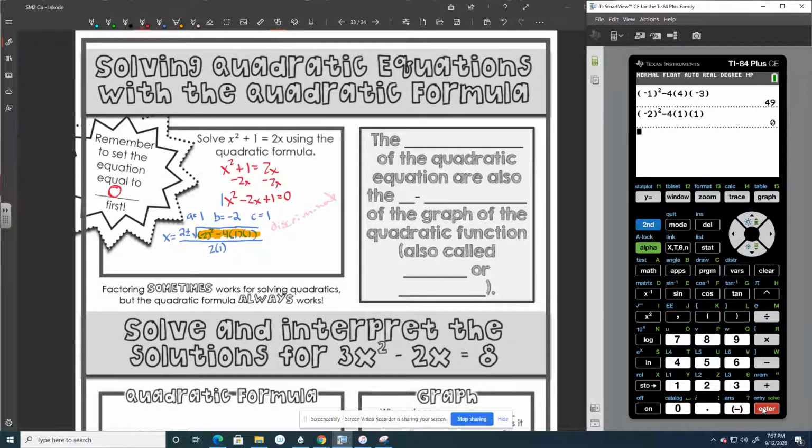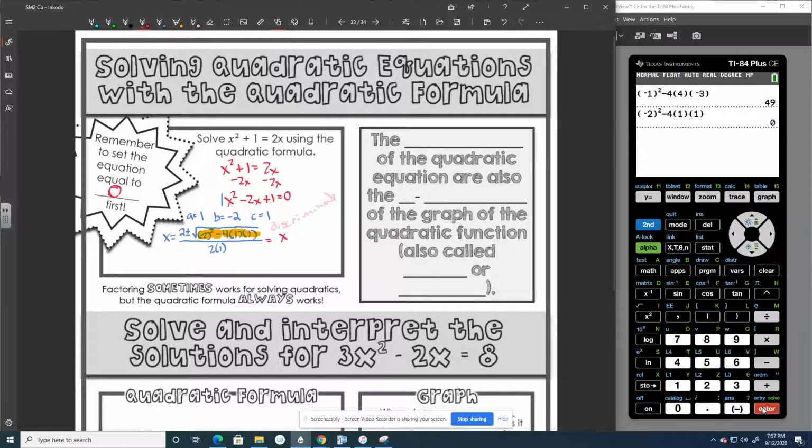Okay, so this becomes X equals 2 plus or minus the square root of 0, all divided by 2A, or 2 times 1, which is 2. So the square root of 0, when that happens, is just 0.